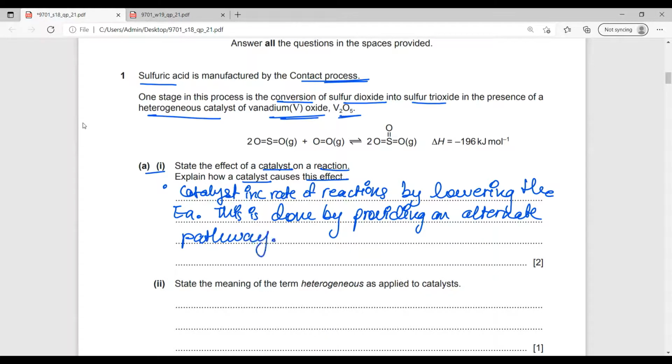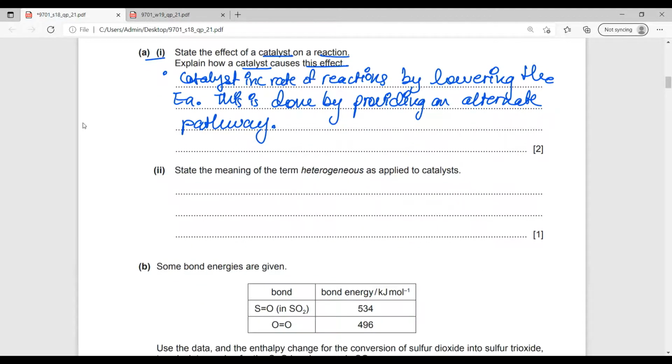Okay. Let's move on. State the meaning of the term heterogeneous as applied to catalyst. There's only 1 mark, so all you have to write is just state what heterogeneous means. So it means it is in a different state or phase from the reactants.